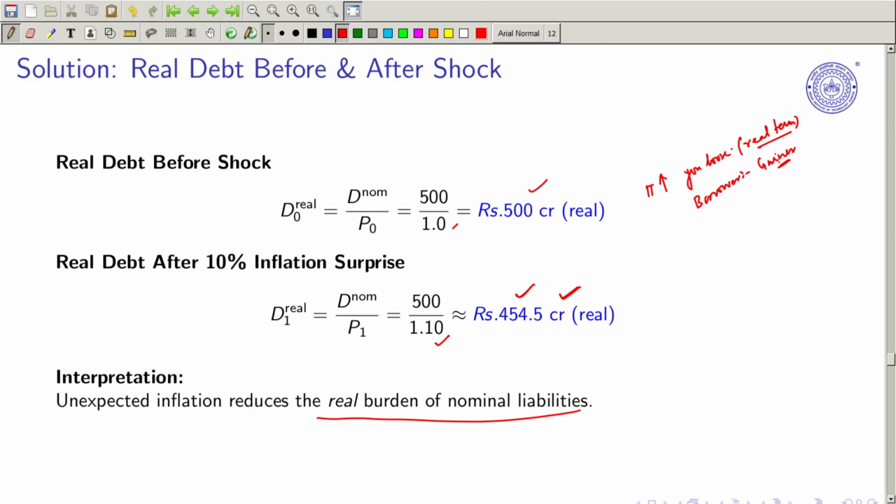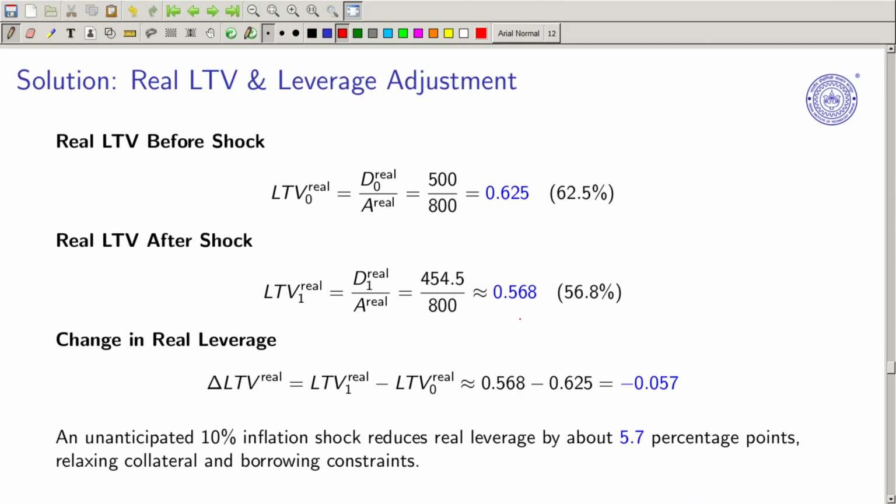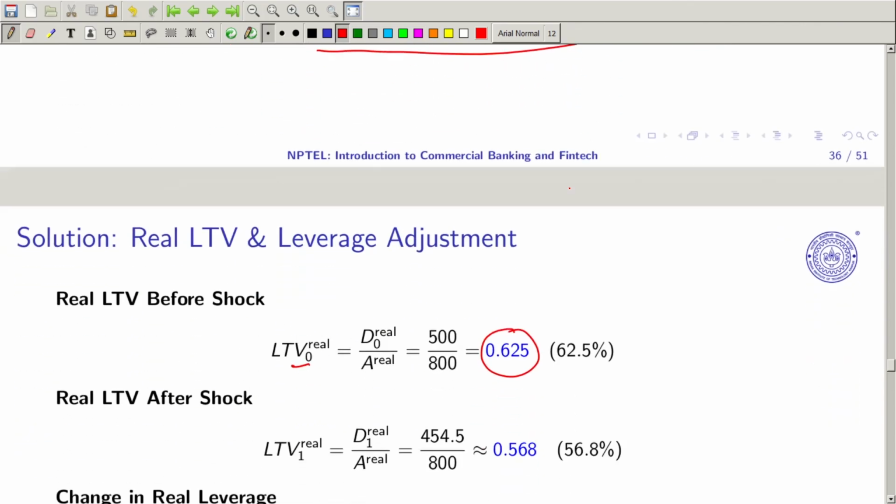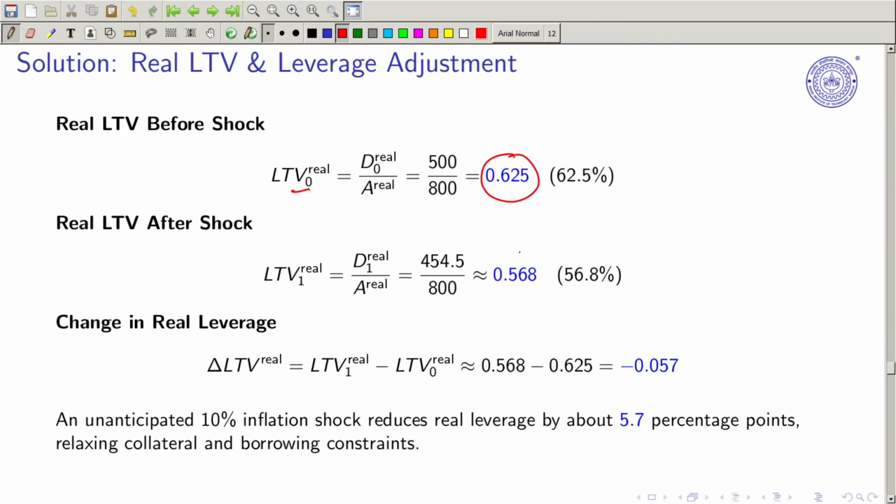So in terms of real debt in period 1 with the updated 10% inflation, it is going to be 454 crore, right. Real LTV and the leverage adjustment. So the loan to value ratio, in period 0 it is coming out to be 0.625. After the shock of 10%, we calculated 454 here, right, so it is coming out to be 0.56 only, right. So 56.8%.